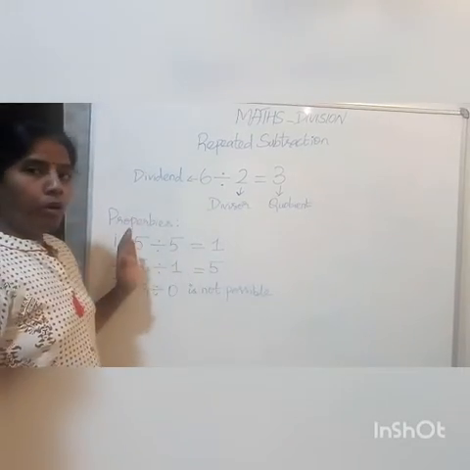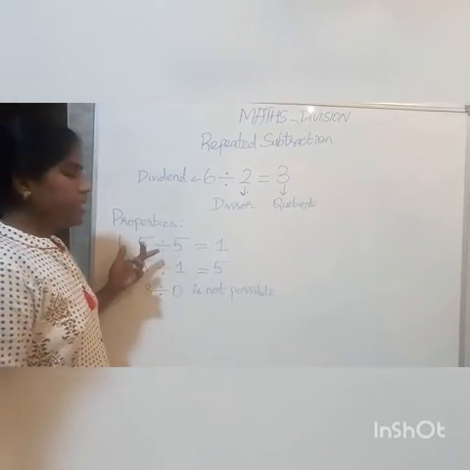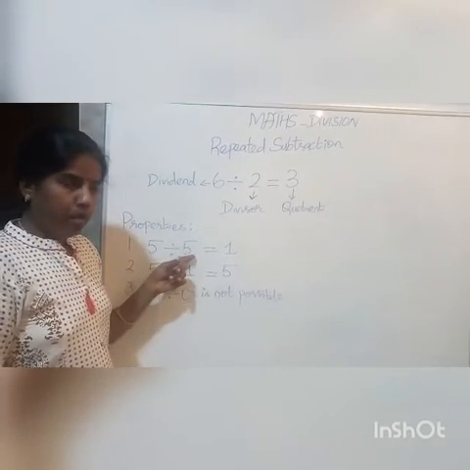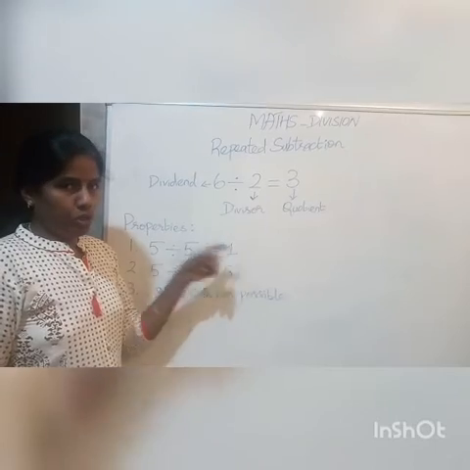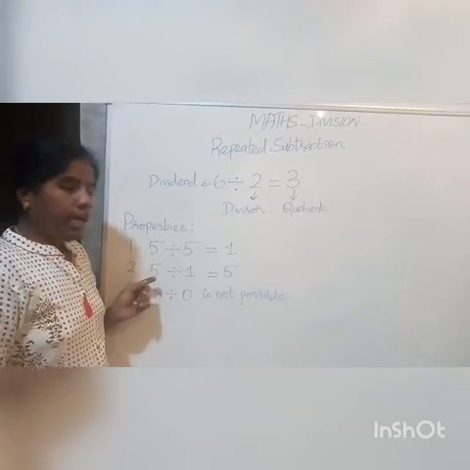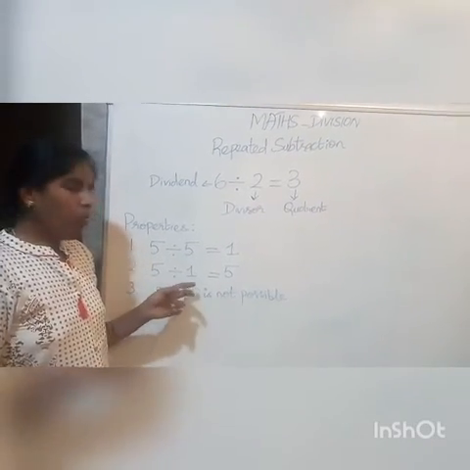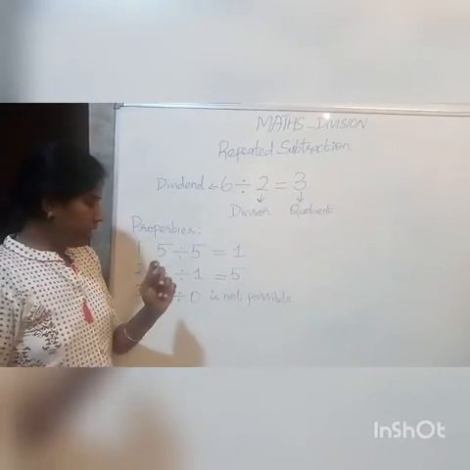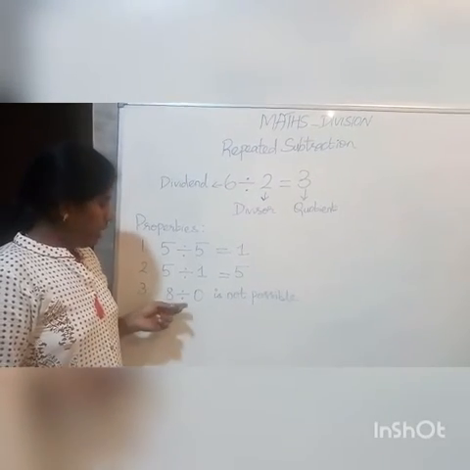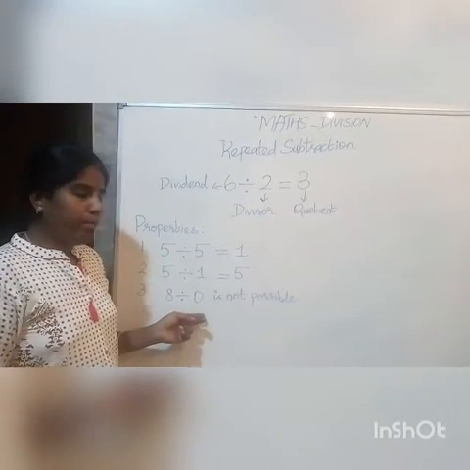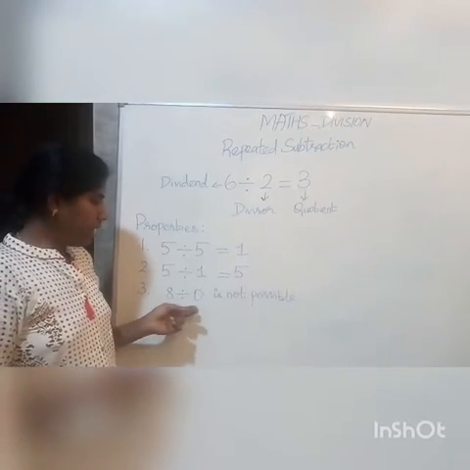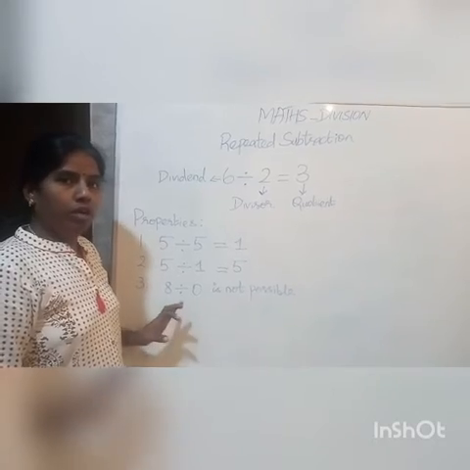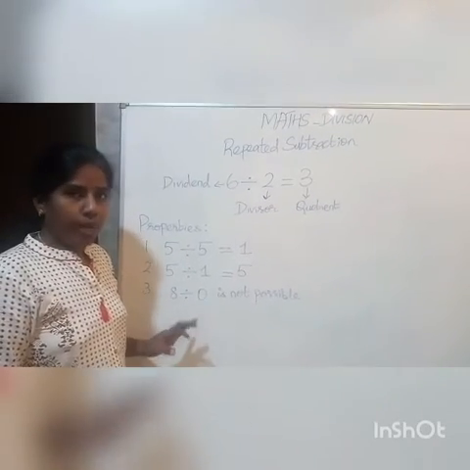Next, coming to the properties of division, the first property is any number divided by the same number will give 1 as the quotient. The second property is any number divided by 1 will give the same number as the quotient. And the third property is that any number cannot be divided by 0. So 8 divided by 0 is not possible. So these are the three properties of division that we learnt in this chapter.